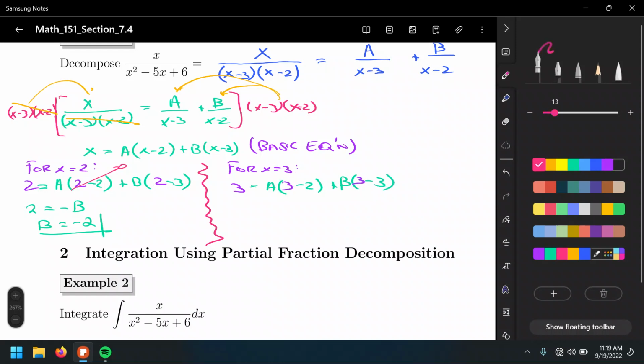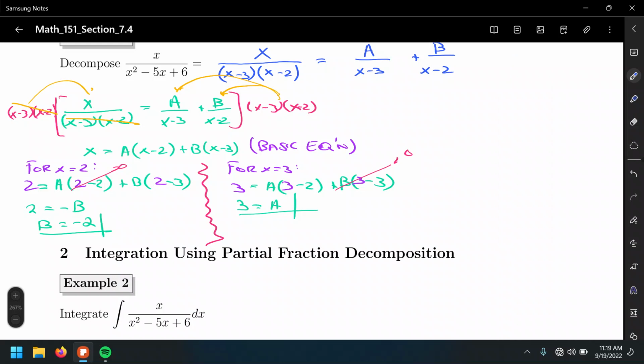And check this out. The b term will get zeroed out, and we will be able to find the value of a. So 3 minus 2, which is 1, that equals a, which equals 3. Oh, no need to do anything else. Alright.